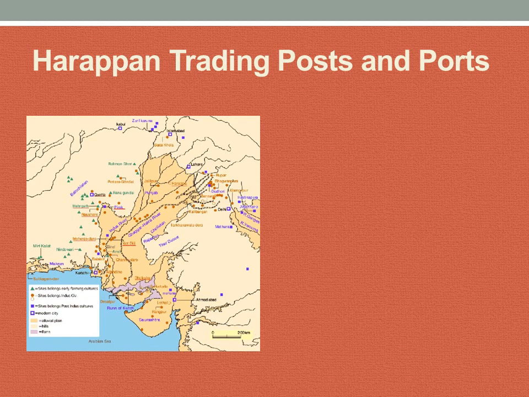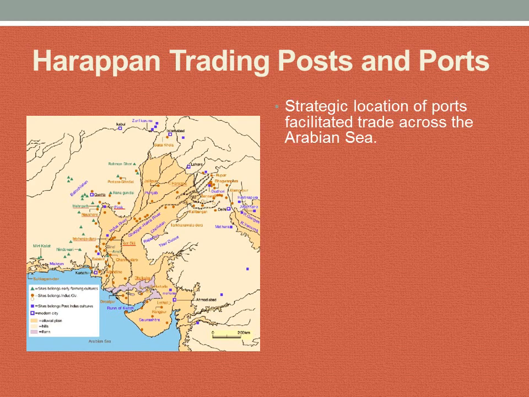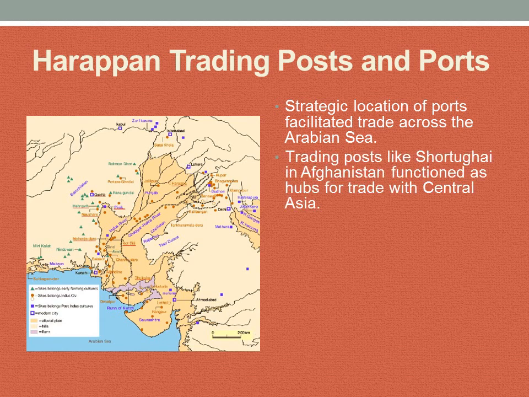What were the main trading ports and outlets of the Indus Valley Civilization? The strategic location of ports facilitated trade across the Arabian Sea. So we find ports in places like Kutch, Dholavira and Lothal. All these places were located on the coastline of the Arabian Sea, and that was a very strategic location because it facilitated trade across the Arabian Sea up to Mesopotamia or the Persian Gulf.